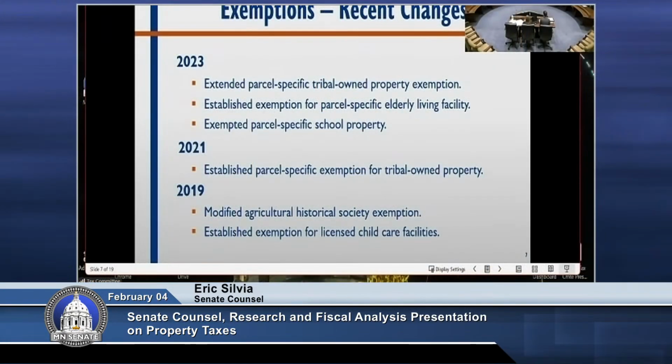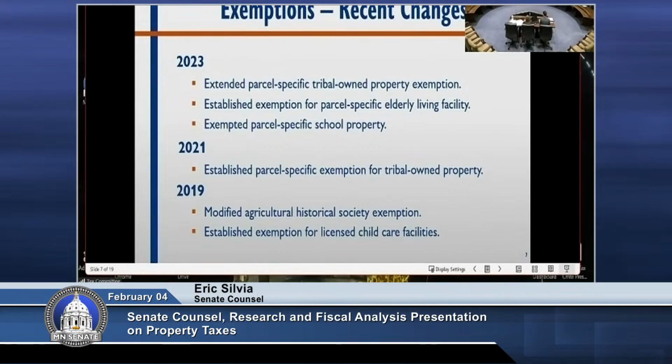In 2021, this committee also established, again, a parcel-specific property tax exemption for certain tribal-owned property, not a class of properties, a specific isolated property identified in a specific city. In 2019, this committee also modified exemptions and established a new one.